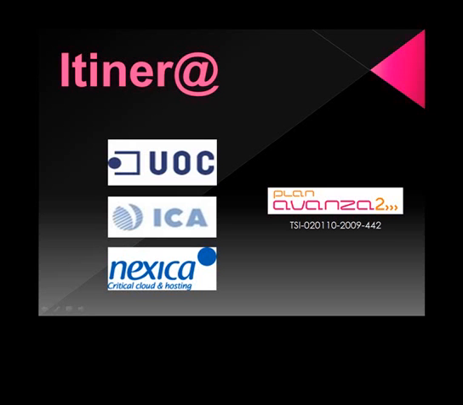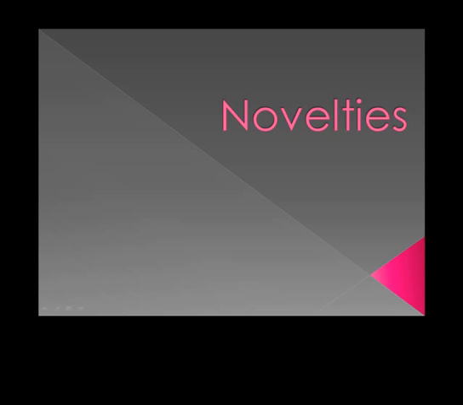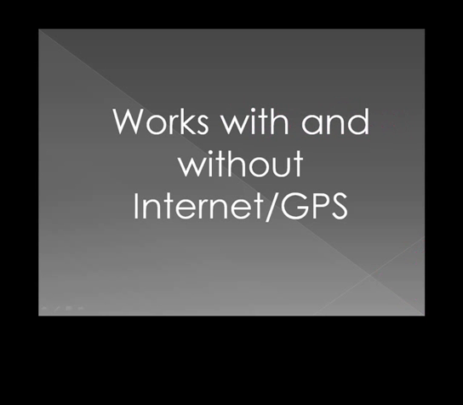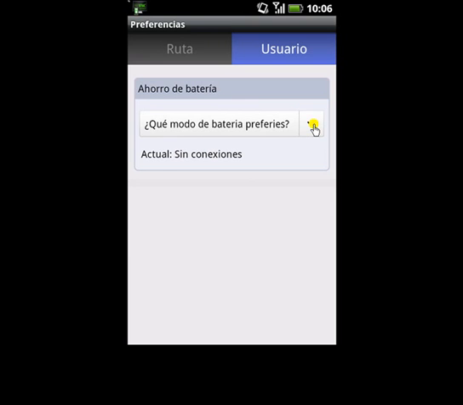In this video we present the touristic application Itiner, designed for Android mobiles. This application contributes different novelties with respect to current touristic applications. To avoid problems of lack of 3G connection, the application might run without an internet connection.